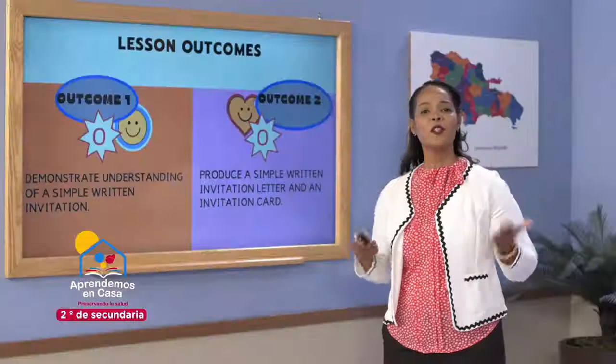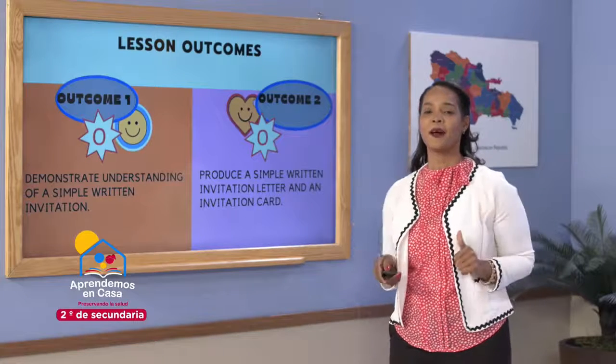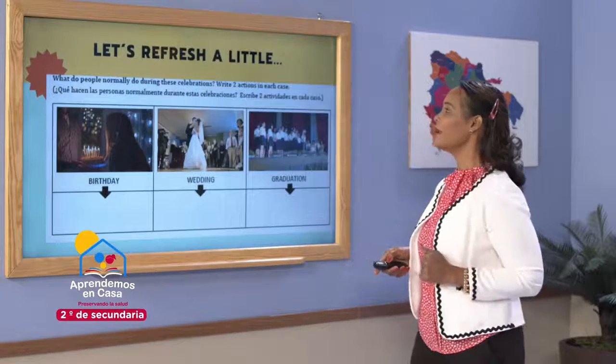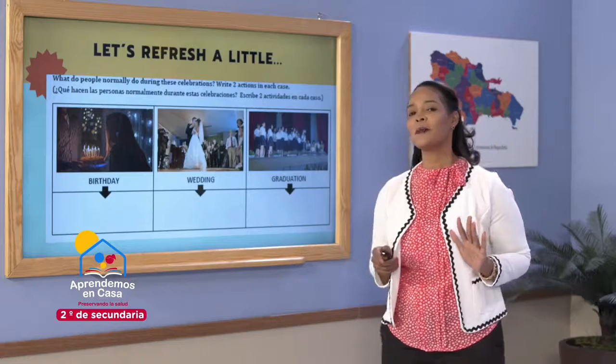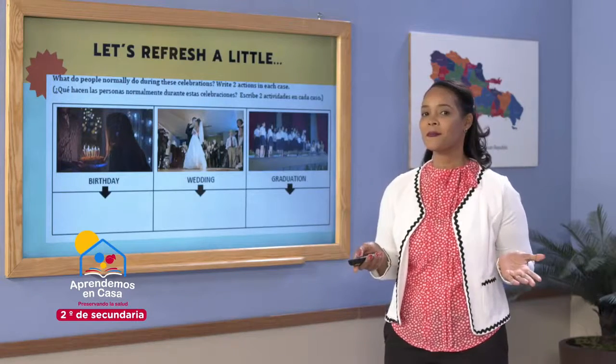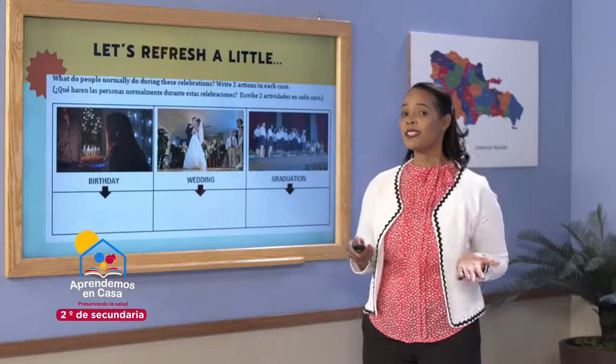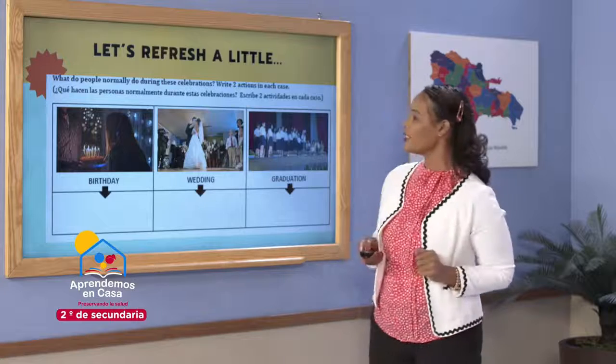To begin today's class, para comenzar con la clase de hoy, I want us to refresh a little bit. Vamos a refrescar un poquito lo que has aprendido hasta ahora durante esta unidad. Look at the pictures. These are different celebrations: a birthday, a wedding, and a graduation. What do people normally do on these events? I want you to think about two activities people usually do on birthday parties, on wedding celebrations, and on graduations.